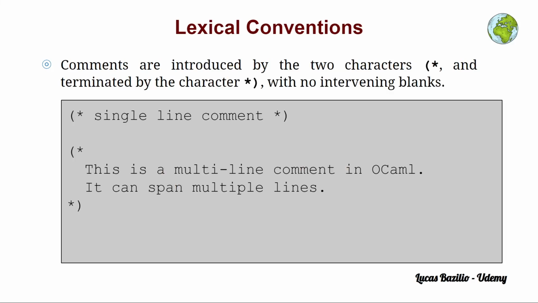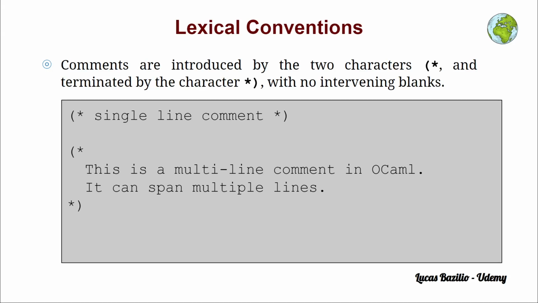In OCaml, we can introduce comments very easily. In order to introduce a comment, we begin with these two characters, an opening parenthesis and an asterisk. And if we want to terminate a comment, we type an asterisk and a closing parenthesis, with no intervening blanks. So we can use this to comment a single line, as in this example. We can also use this notation to comment multiple lines in our code.